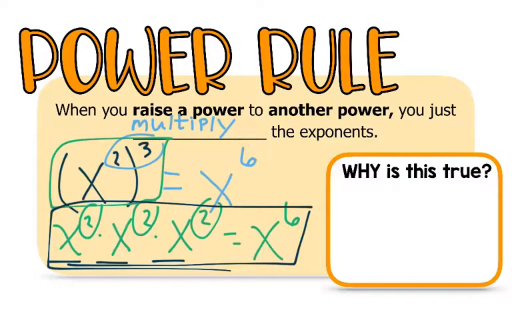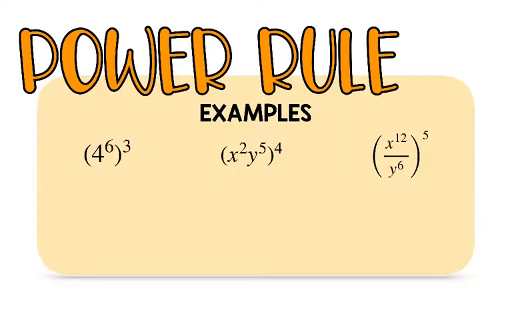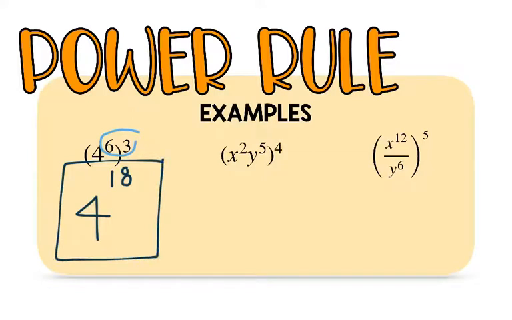All right, so let's do some examples. 4 to the 6th power cubed, what do I do with these exponents? I need to multiply them together. 6 times 3 is 18, so this gives me 4 to the 18th power. That is going to be a huge, huge, huge number, and I would not expect you to know that ever, and honestly wouldn't even expect you to type that on your calculator because it's going to be such a large number.